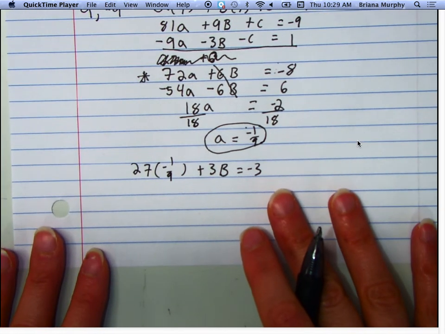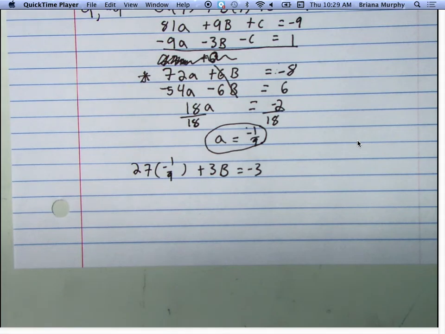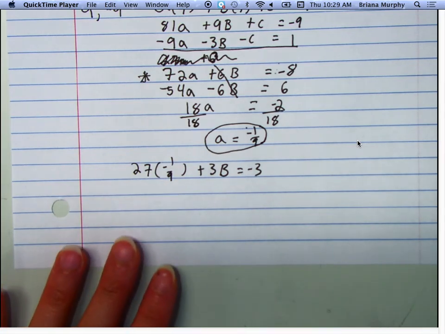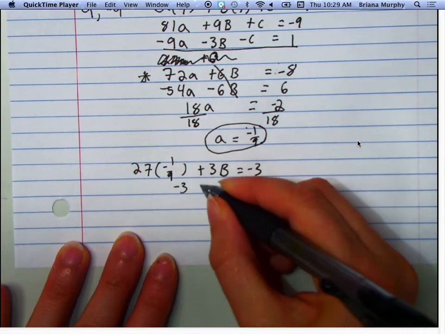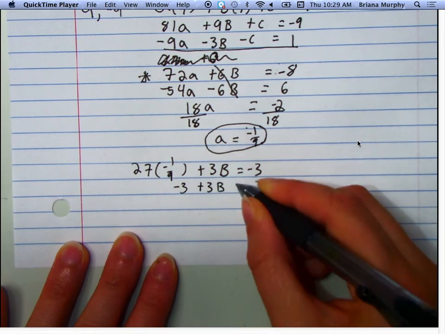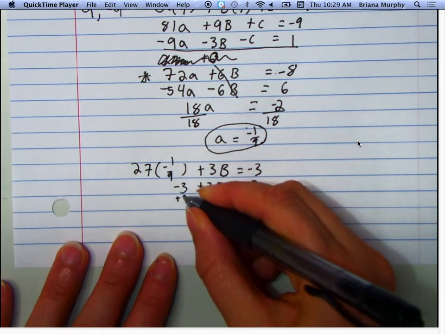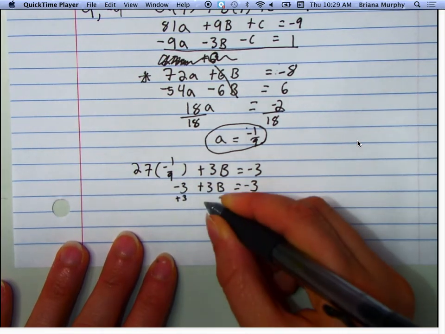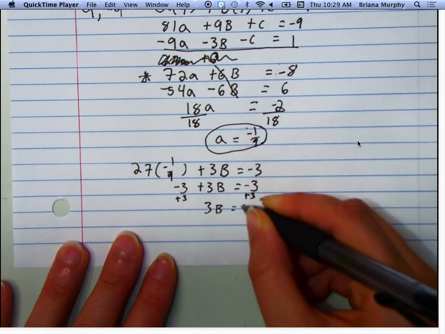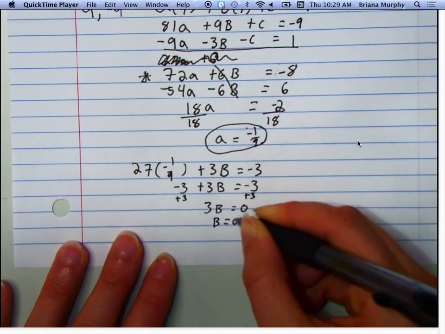I want people in the back to be able to see what I'm doing. The nice thing about this is 27 divides by 9 evenly, right? So now I'm gone with my fractions. How many times does 9 go into 27? 3. So I get negative 3 plus 3b equals negative 3. Should I slow down for a second or can I keep going? Okay, what do I do next, guys? Plus that 3. So 3b equals 0. So b equals 0, good.